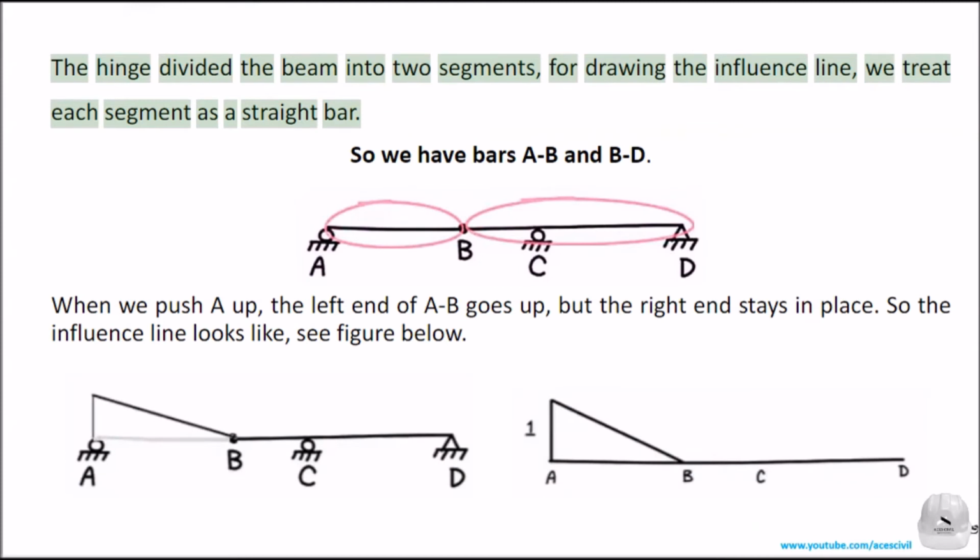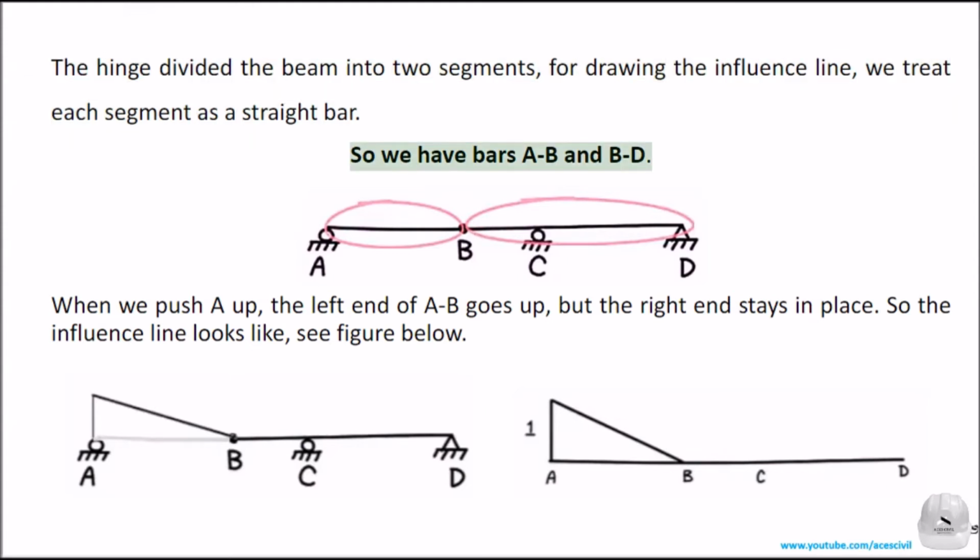The hinge divided the beam into two segments. For drawing the influence line, we treat each segment as a straight bar. So we have bars AB and BD. When we push up, the left end of A goes up, but the right end stays in place. So the influence line looks like, see figure below.